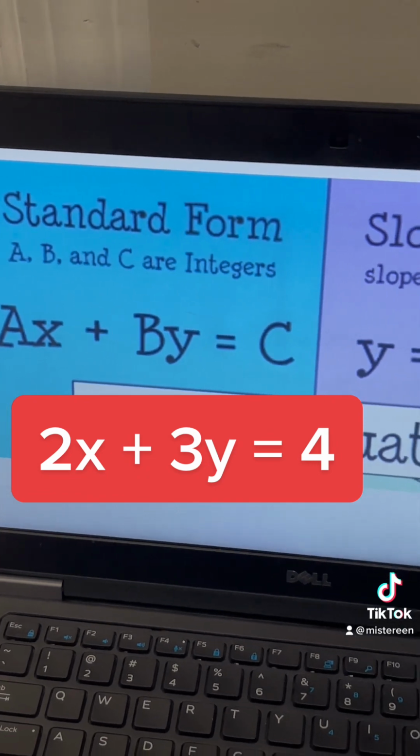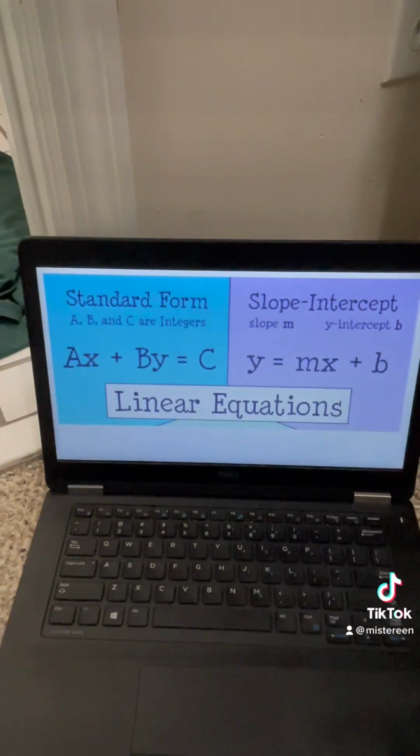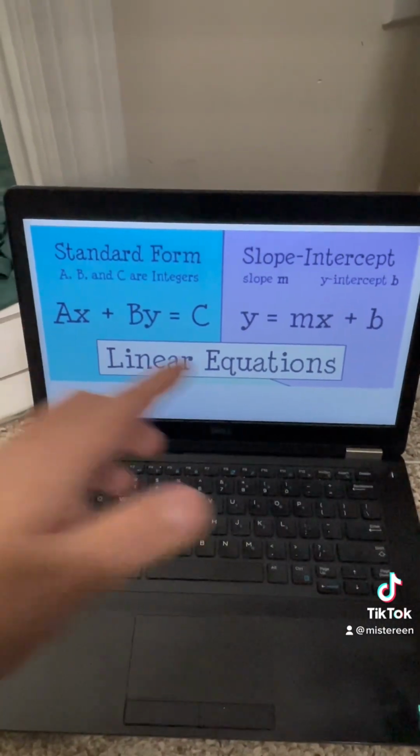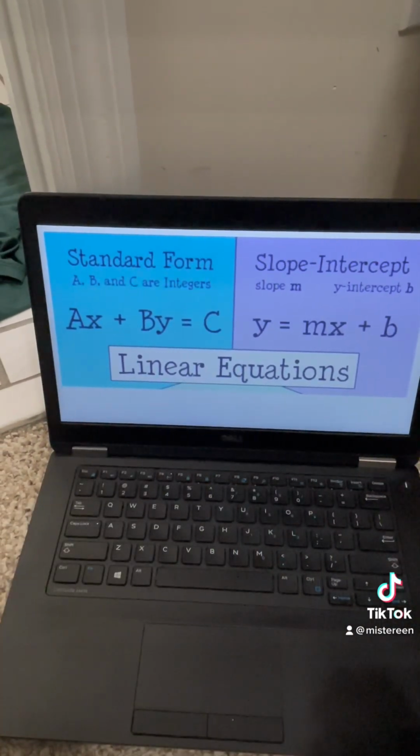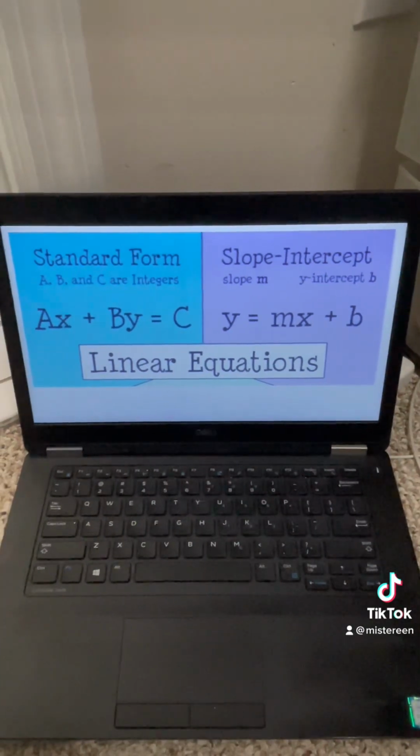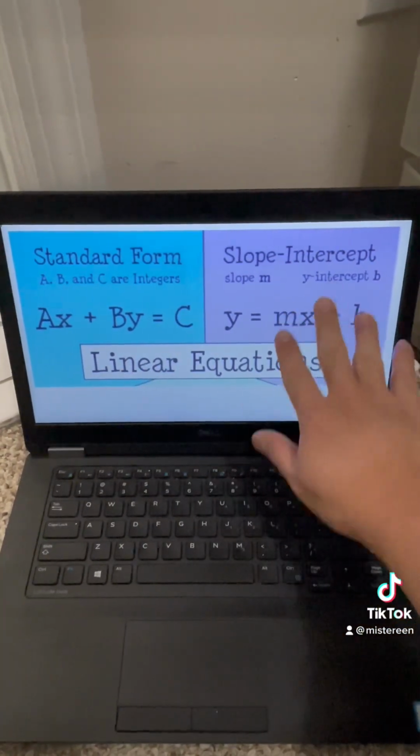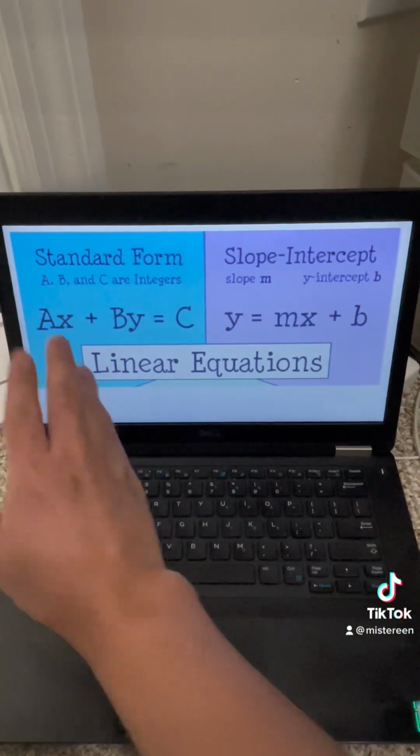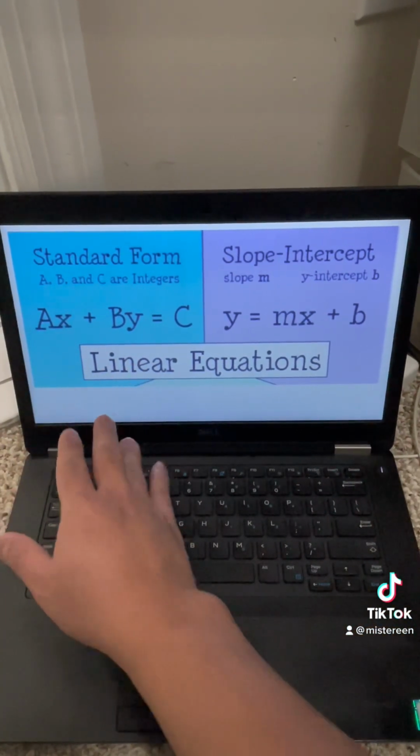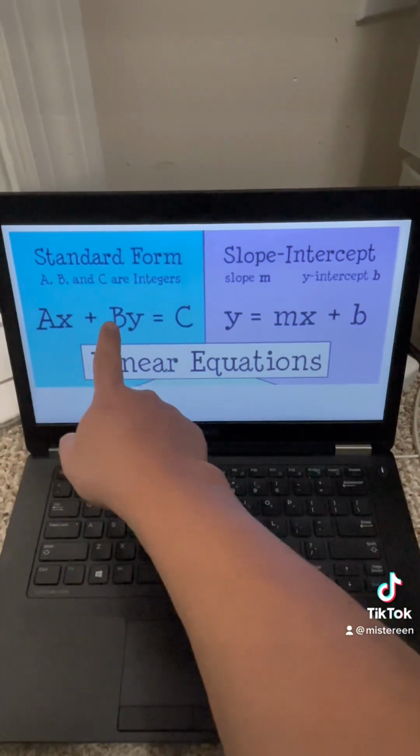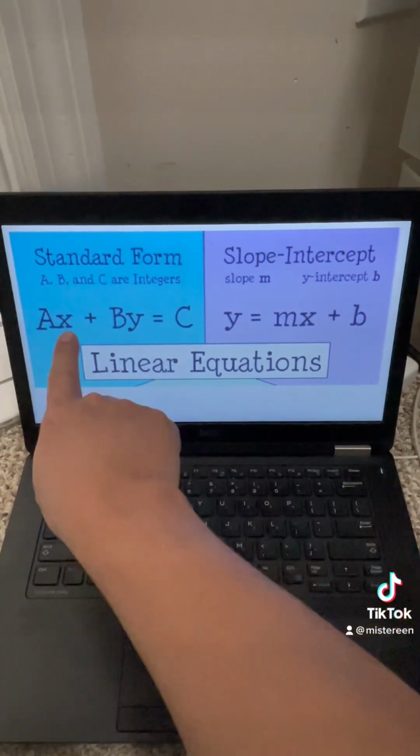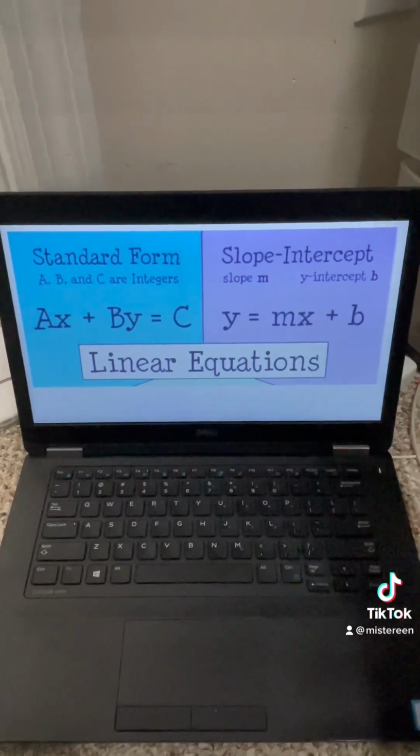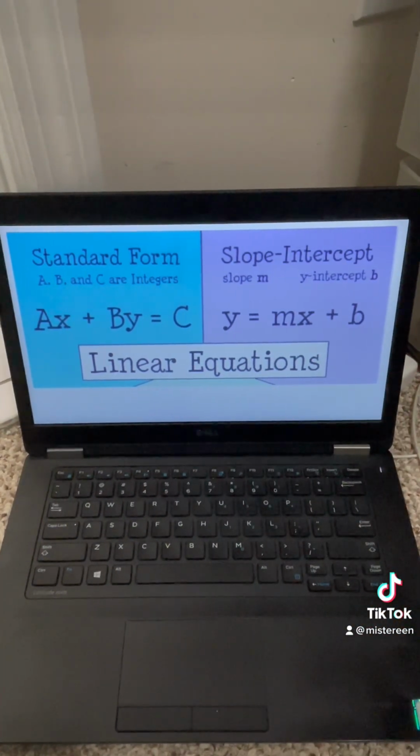Now, for this video, we should learn how to convert from the standard form to the slope-intercept form. But remember, if you are asked about the slope and y-intercept, you look only at the slope-intercept form. In a standard form, there is no slope and y-intercept. That is why, if you are asked about the slope and y-intercept and you're given the standard form, you have to convert it first to slope-intercept form to get the slope and y-intercept. Okay, so let's do examples now.